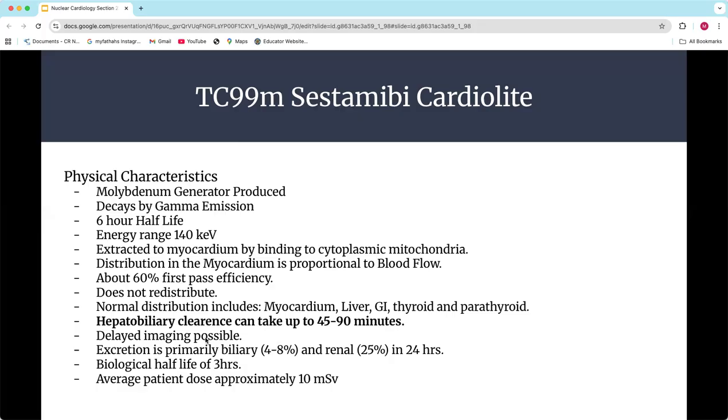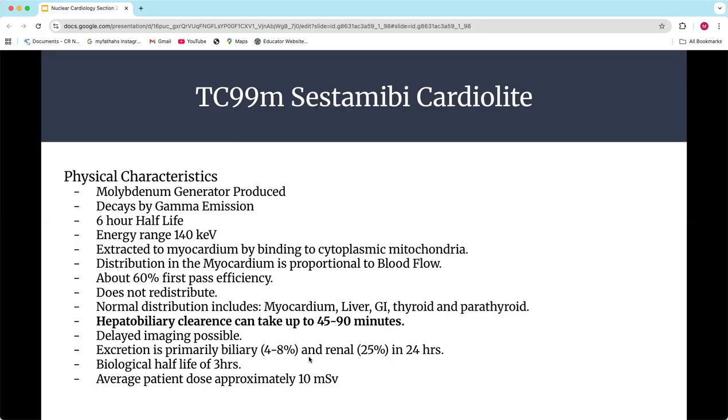Remember, I talked about with thallium, it goes in and out and in and out. And so with this, it goes in and stays. And so delayed imaging is possible. Excretion is primarily biliary and renal within 24 hours. This brings the biological half-life, as you know, of tech down to about 3 hours. Okay, so the average patient dose, this really cuts it in half from thallium, which is awesome.